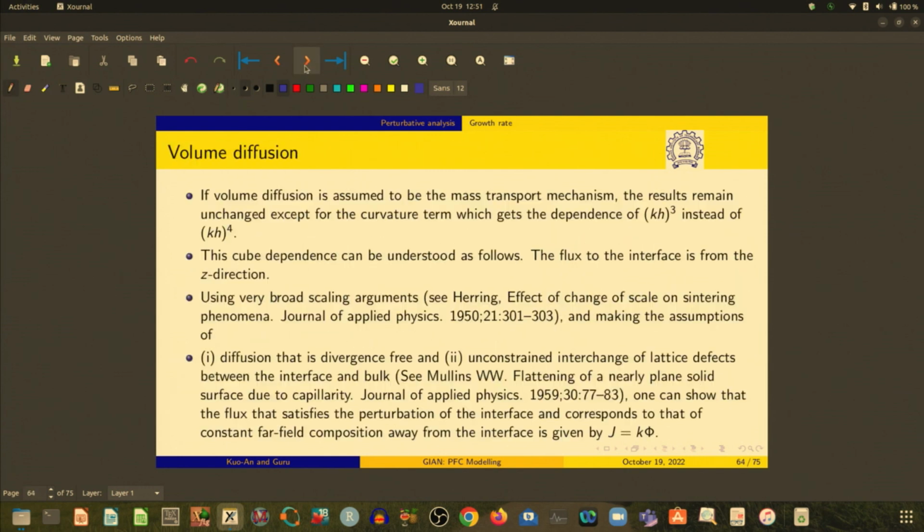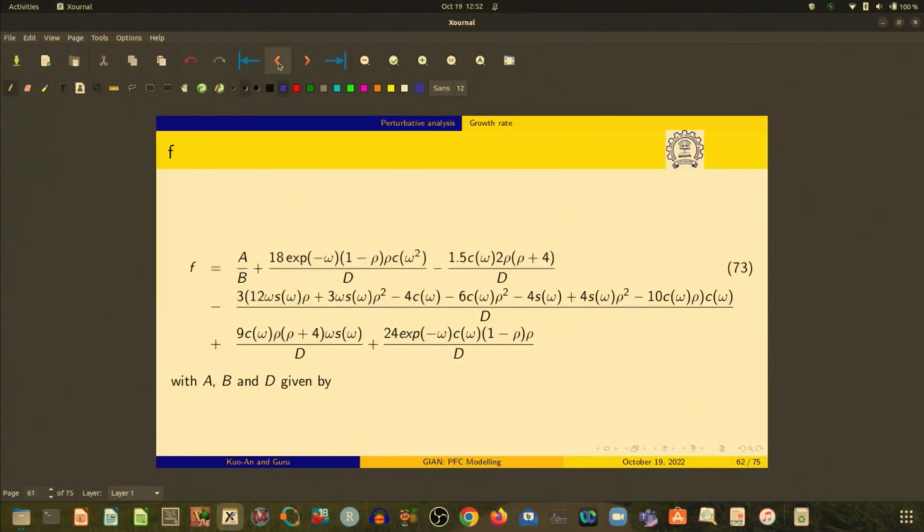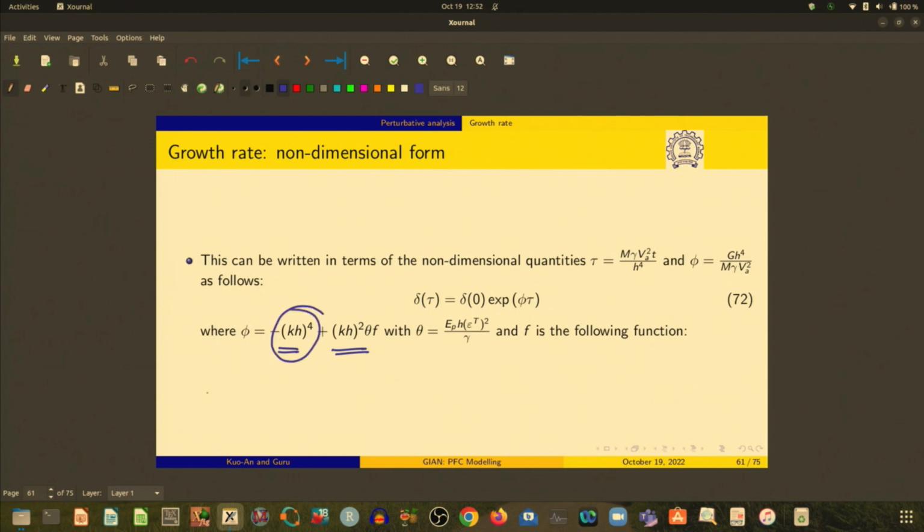Only thing that we have not done so far is that we have looked at only the surface diffusion, and surface diffusion had this del squared by del s squared which gave a k squared, and added to the k squared which you had from perturbation for the curvature gave you k power 4. Now, what happens if the diffusion is not surface diffusion but volume diffusion? Okay. Now, in the case of volume diffusion, instead of the k power 4 that you saw in the expression here, you are going to get k to the power 3.